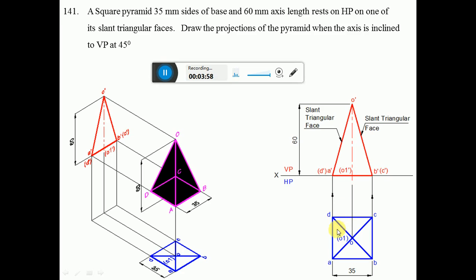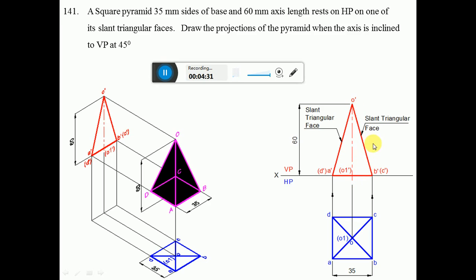When you look from the front view, since the height is seen, here we are going to get O dash. From O1 dash, since the axis of the pyramid is given as 60 mm, you draw a vertical line and measure the length from here to here as 60, and you mark that point O dash. Then O dash is visible, A dash is visible, so you dark this. O dash is visible, B dash is visible, so you dark this. Then A dash is visible, B dash is visible, so you get a dark line there. Then join O dash and O1 dash with a center line, big dash, small dash, big dash, small dash.